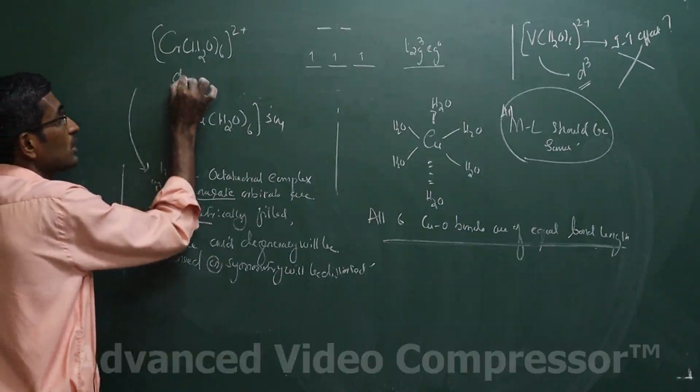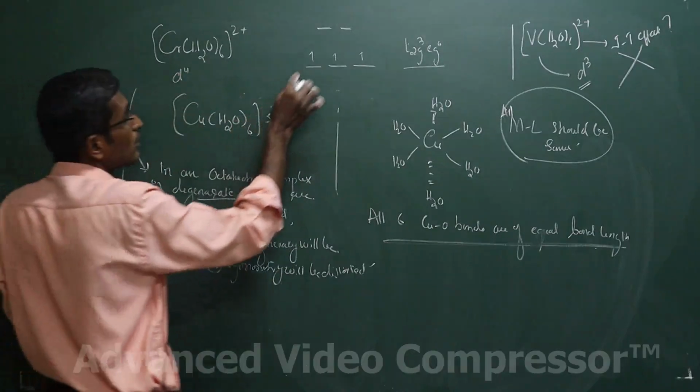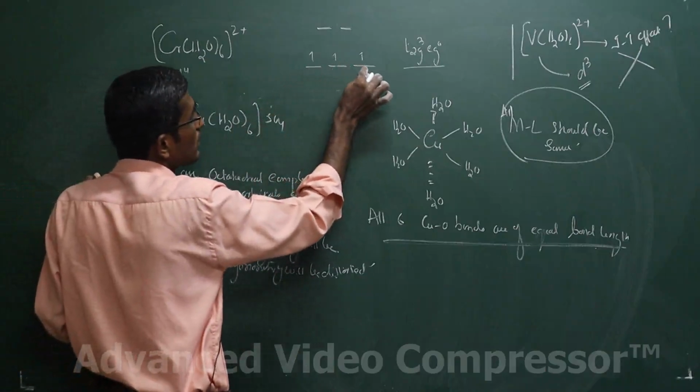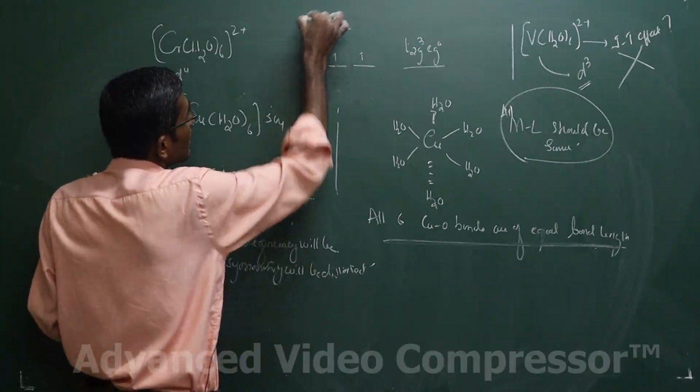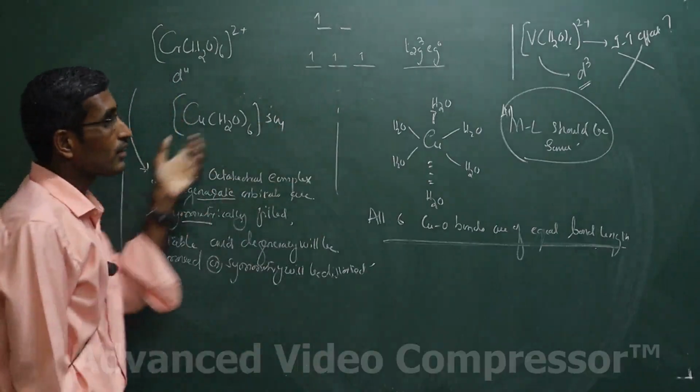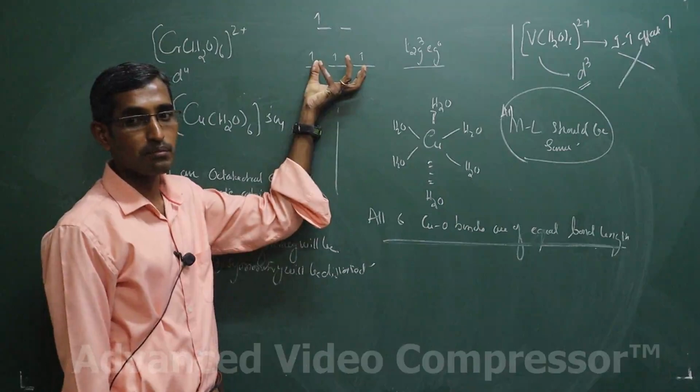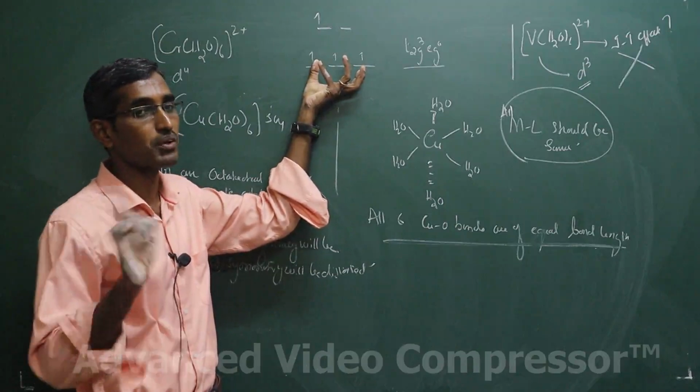Chromium 2+, d4 system. How do you fill it? 1, 2, 3, and it is a weak ligand, so you will go up and fill here. Right? Just take a look. That is, the triply degenerate orbital is symmetrically filled. There is no question of the Jahn-Teller effect.